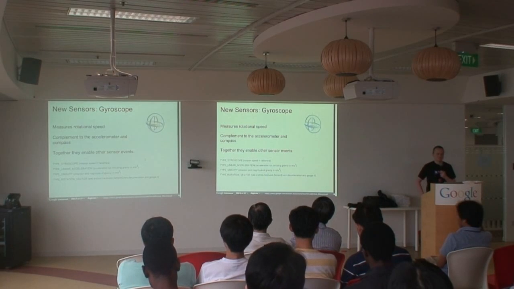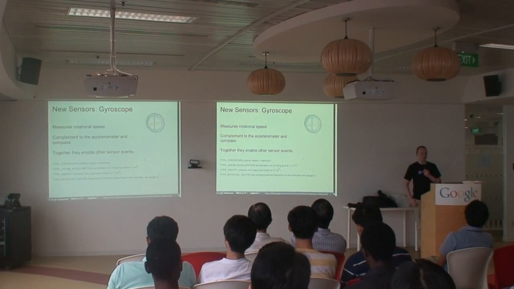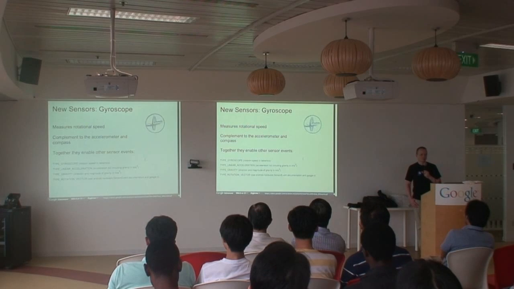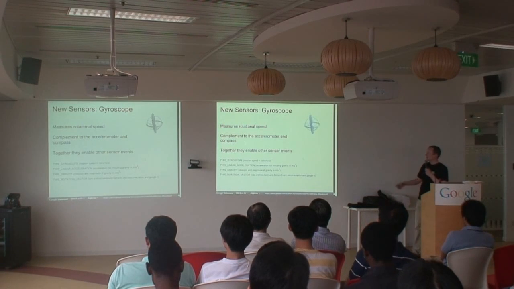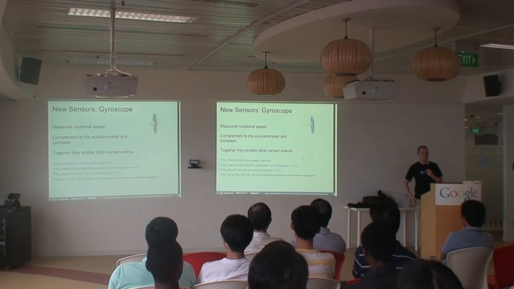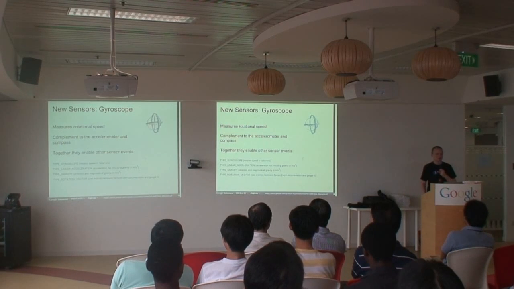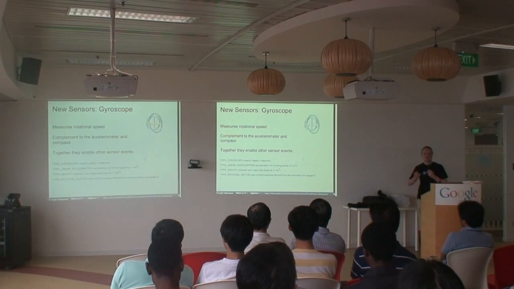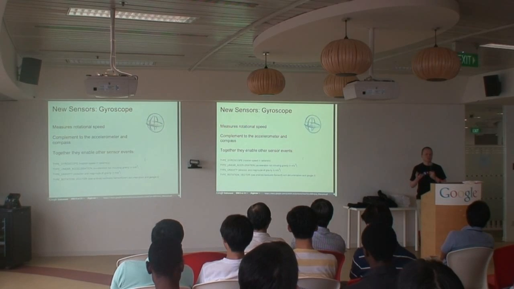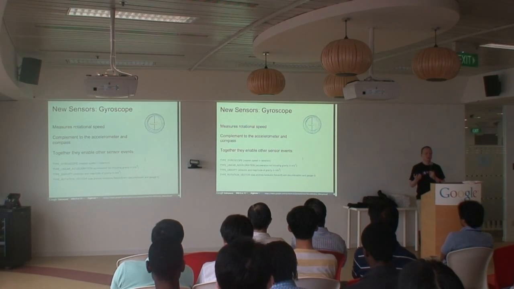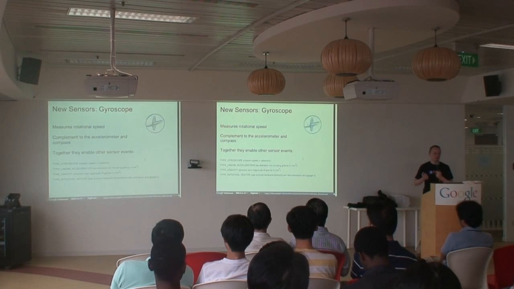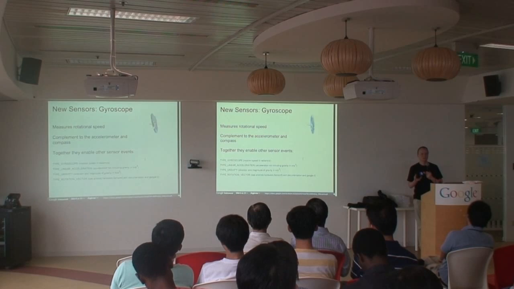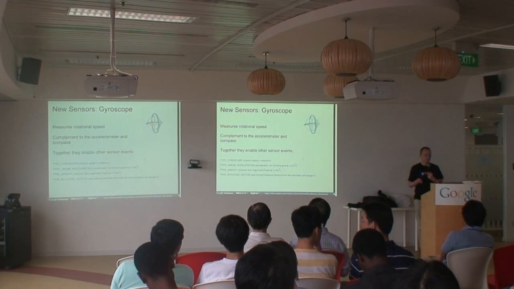Okay, so the next new sensor is the gyroscope. Maybe you've seen a gyroscope sometimes. It can look something like this. It's a spinning disc. But when you talk about a gyroscope in a phone, it's a small sensor that measures the rotational speed of the device. And you can't do much with only the gyroscope, but when you combine it with an accelerometer and the compass, then you can get more accurate data about the device position and rotation.